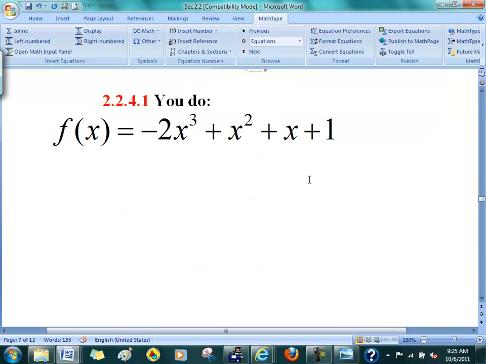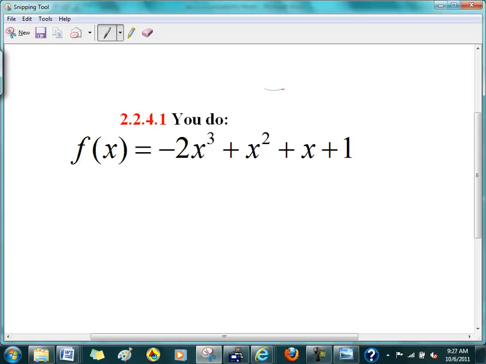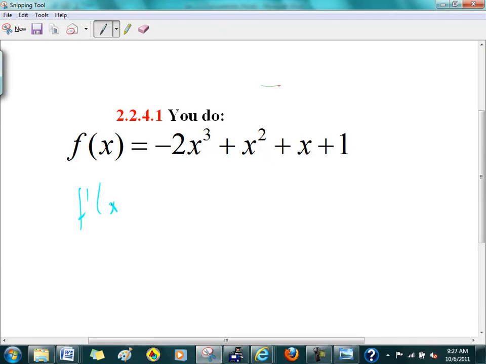Okay, you guys do this then. So the answer you should have really, Taddy, you should have been a little bit more thorough and actually written down f prime of x equals negative 6x squared plus 2x plus 1. That's the answer there.